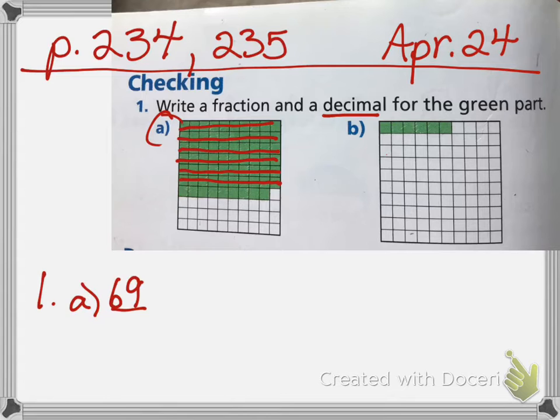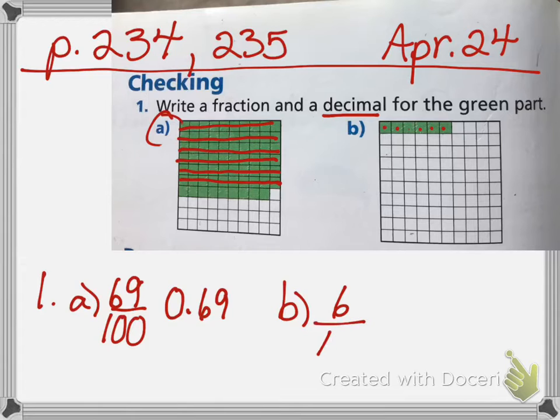Okay, out of how many altogether? 100. How would we write that as a decimal? 0.69. Okay. All right, let's take a look at B. You should be writing this down now. Okay. B, let's take a look at B. Well, we don't even have 10. These ones, counting smartly, would be counting by ones. 1, 2, 3, 4, 5, 6. We have 6 100ths.